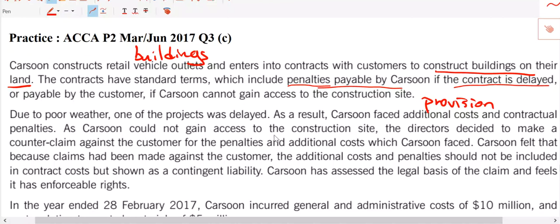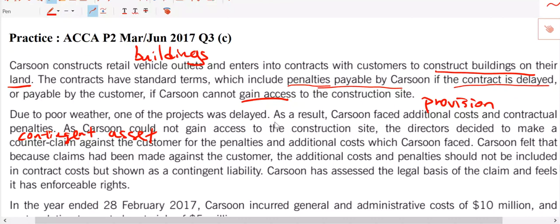Because we could not gain access to the construction site, the director decided to make a counterclaim against the customer. We are facing now, based on terms and conditions, a penalty we have to pay. So that's why I propose to recognize a provision here. But because we cannot gain access, the terms and conditions also allow us to make a counterclaim. So this is called a contingent asset. It's always like this. When people claim us, it's our provision. When we are trying to claim other people, that is our contingent asset.